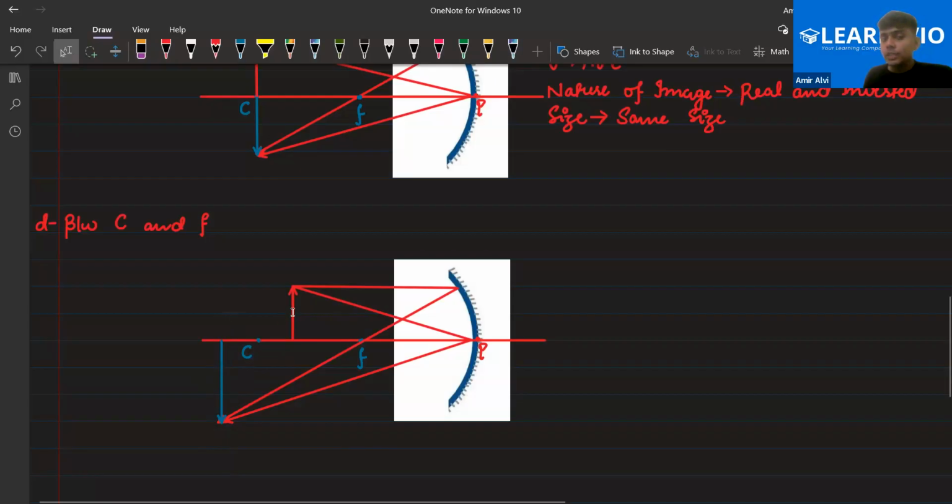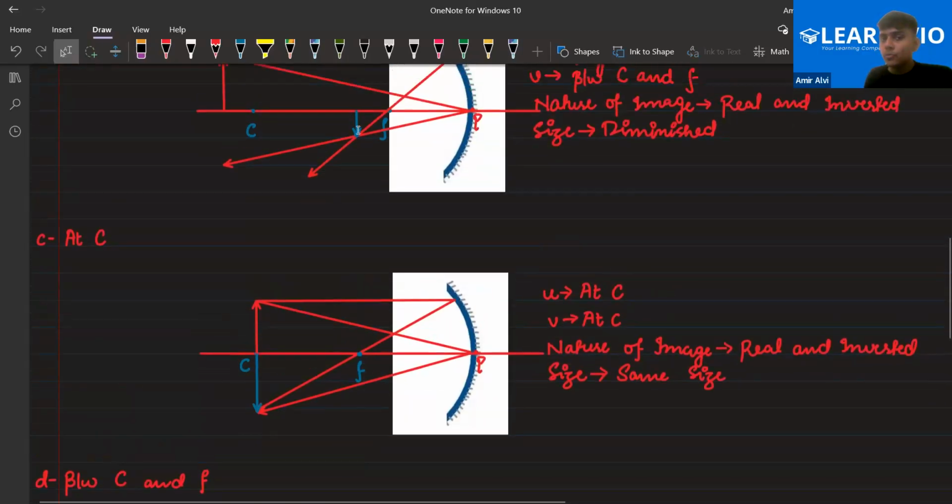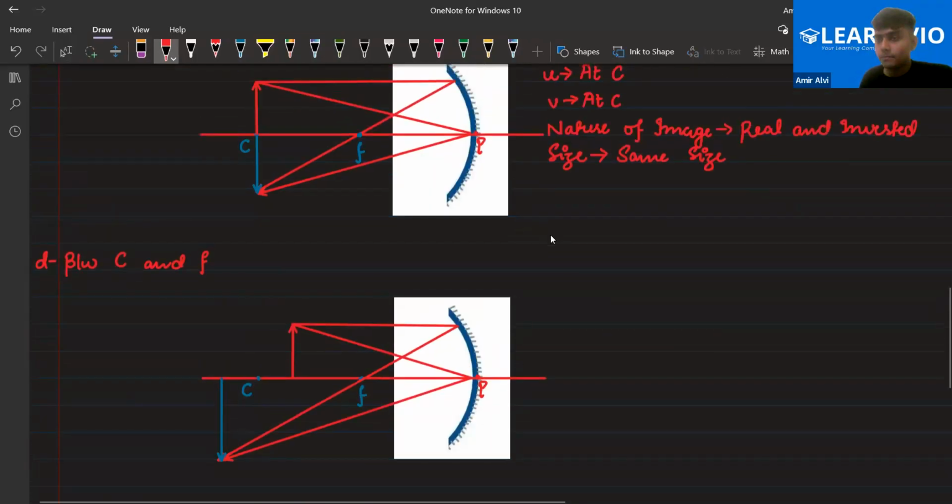This is just the opposite of the second case. When the object was beyond C, the image was smaller and between C and F. Now the object is between C and F, the image would be beyond C, but the size would be enlarged. Is that clear, Sophia, Umair, Ritvika, and Rayan? Yes. Okay.